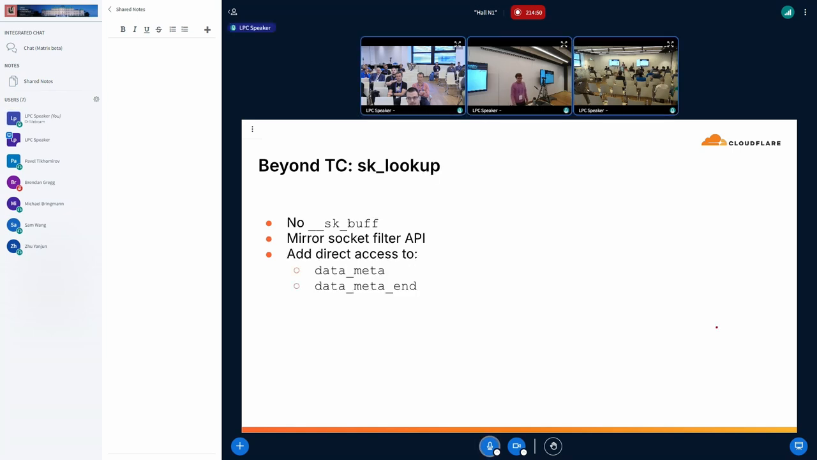And of course, there's a whole bunch of eBPF programs that don't get the underscore sk_buff context, like SK lookup, which we'd love to use. But it seems like we could mirror the socket filter API and just put a data meta field in the context, so that people could have direct access to just the metadata.